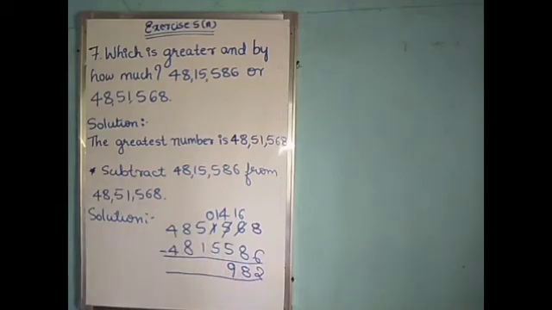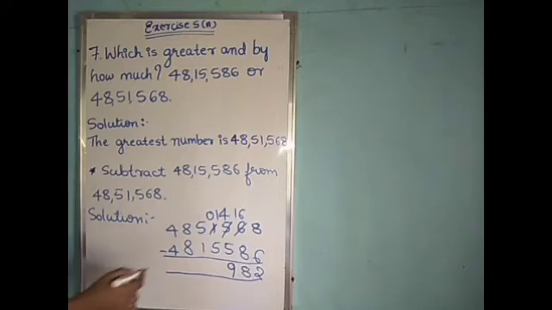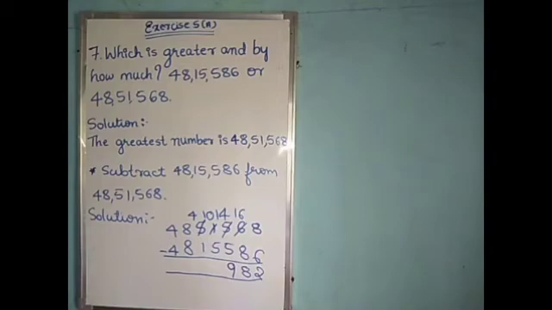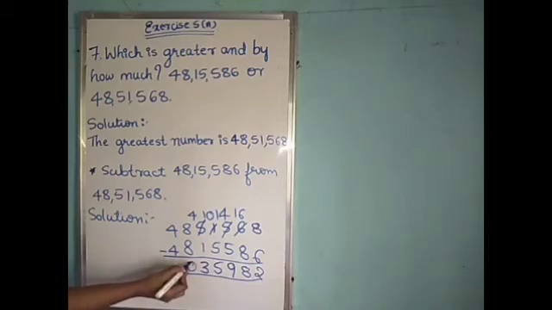0 minus 5 is possible to subtract? No, it is not possible. So what we have to do? We have to borrow from next number. Here next number is 5. If we borrow from 5, then 5 becomes 4 and here 0 becomes 10. 10 minus 5 is how much? 10 minus 5 is 5. 4 minus 1 is how much? 4 minus 1 is 3. 8 minus 8, 0. 4 minus 4 is 0.